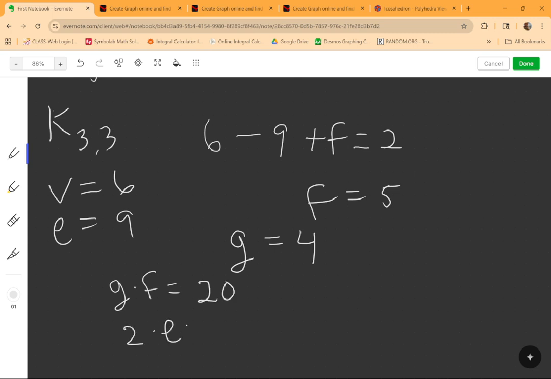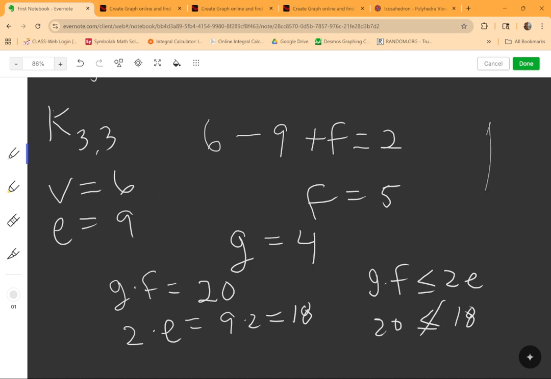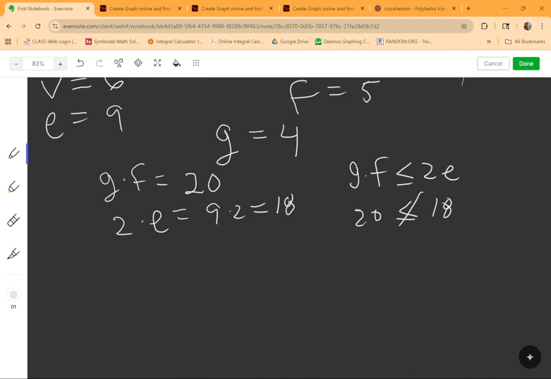Now, twice the edges, if this were planar, the edges would be doubled up in surrounding a face. That would be 9 times 2, which is 18. And now again, we take a look at this inequality. We get 20 less than or equal to 18. Again, not true. So what that tells me is that Euler's formula does not work. Hence, K3,3 is not planar, or non-planar.